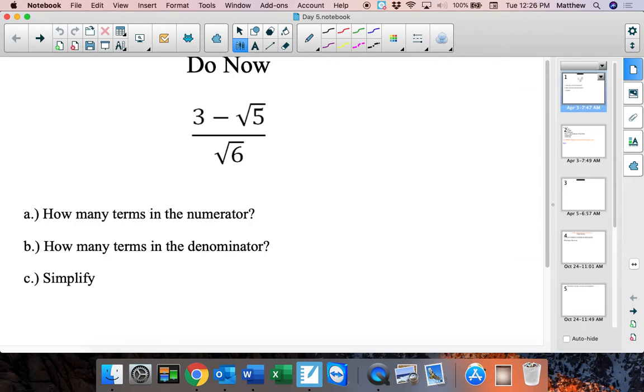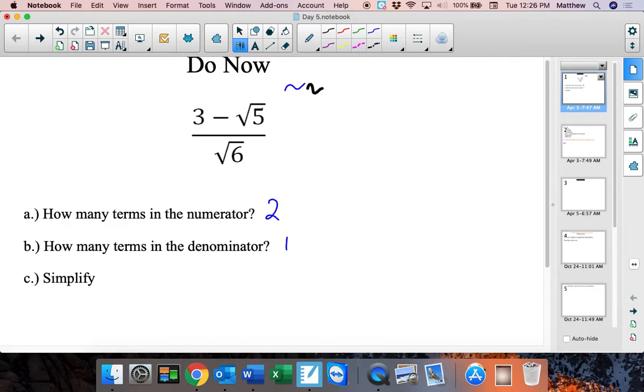All right, so the do now here, we've got this expression, 3 minus square root of 5 all over square root of 6. And the couple questions, obviously, how many terms in the numerator? There's just 2. How many terms in the denominator? There's just 1.